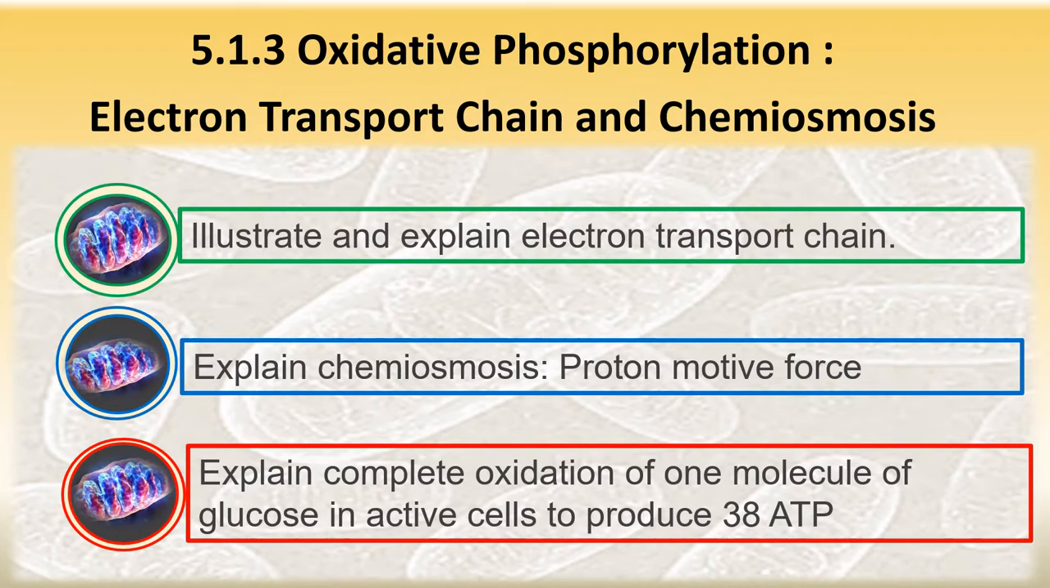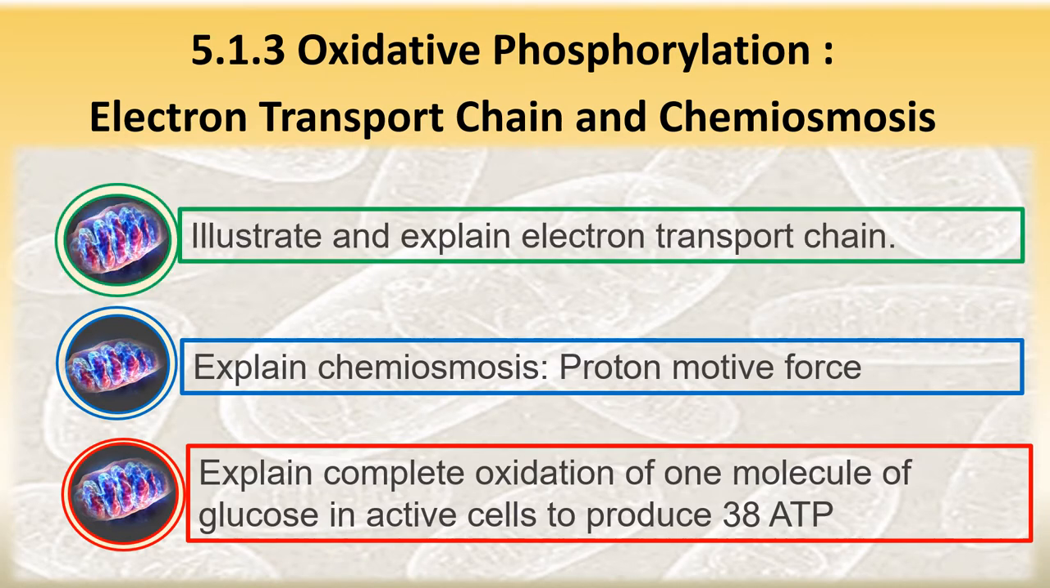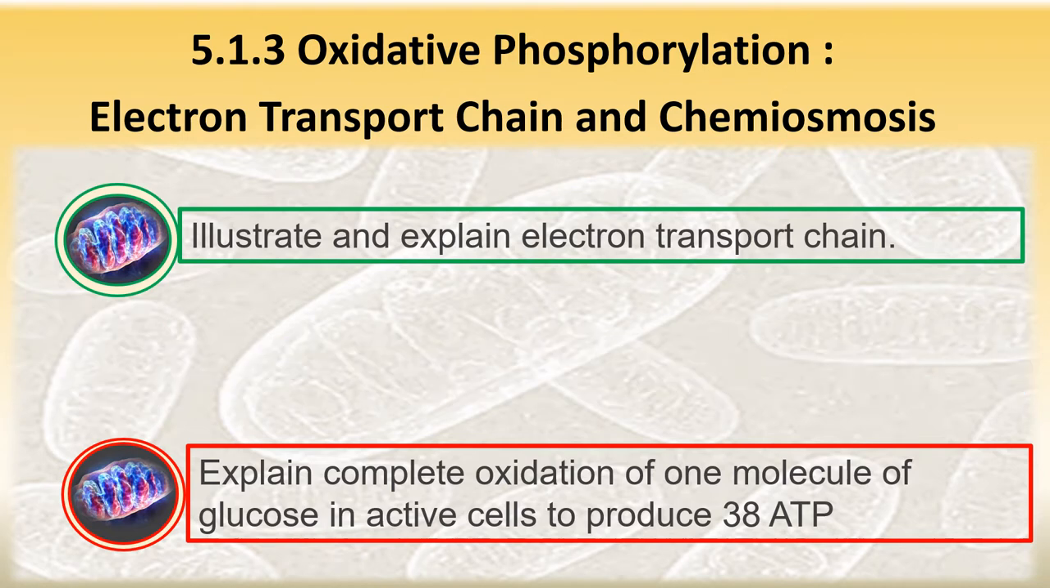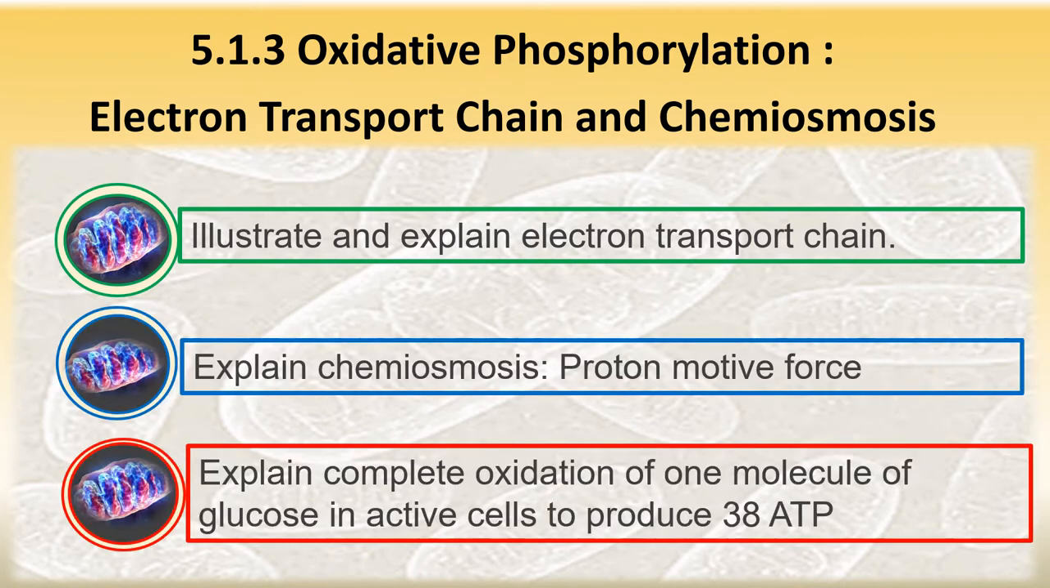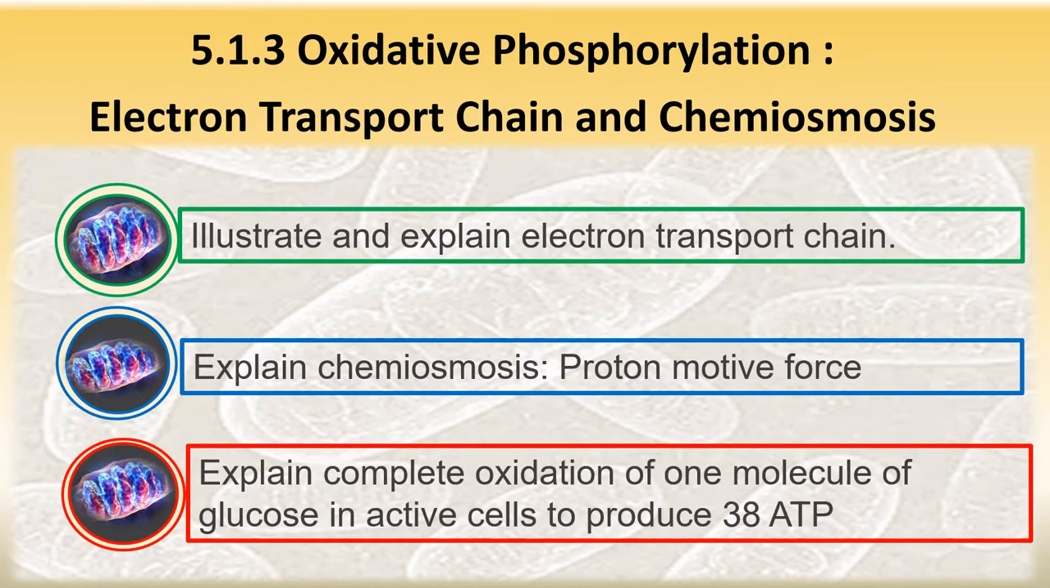For this subtopic about oxidative phosphorylation, there are three learning objectives involved. At the end of this lesson, you should be able to first, illustrate and explain the electron transport chain. Second, explain chemiosmosis and proton motive force. And lastly, explain the complete oxidation of one molecule of glucose in active cells to produce 38 ATPs.